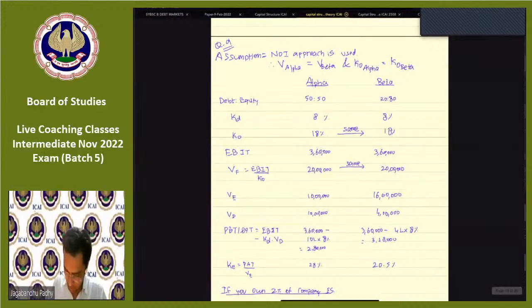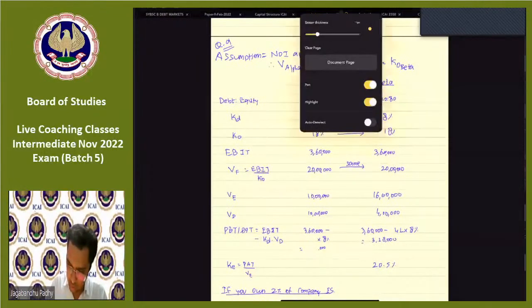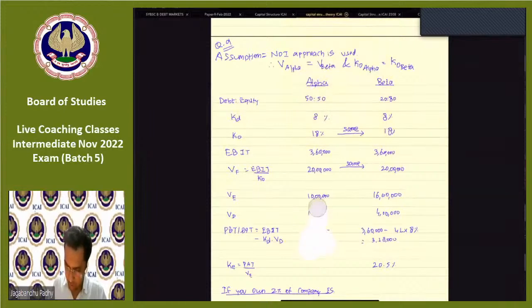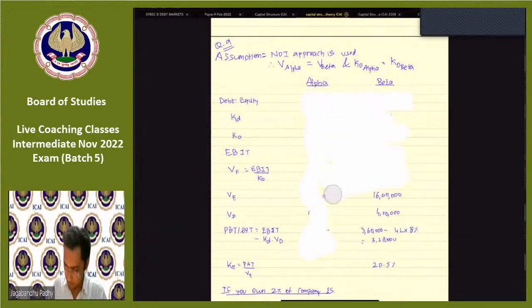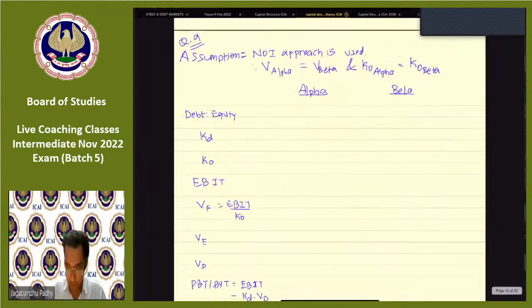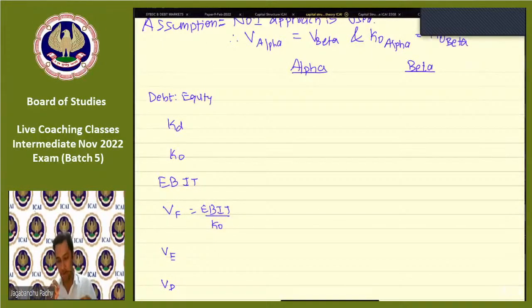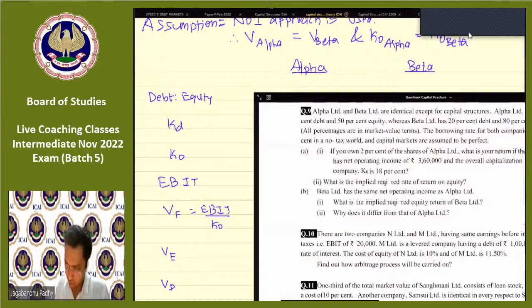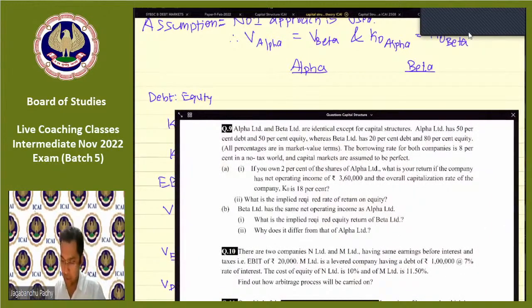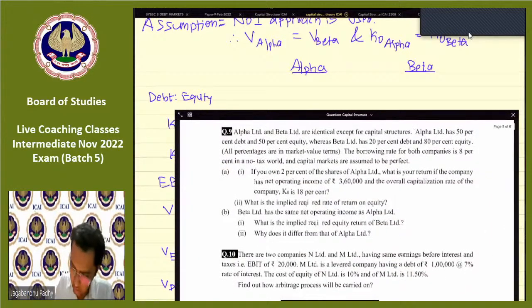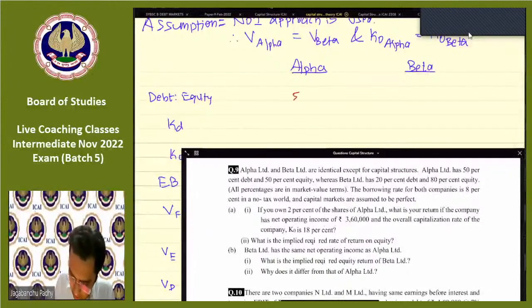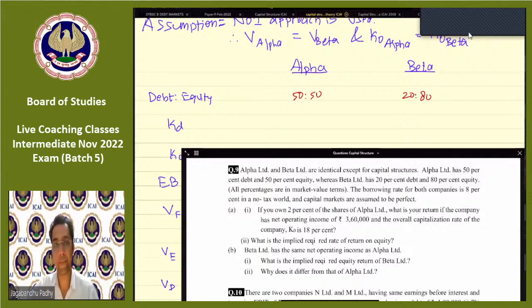already solved, but then I want you to look at the procedure, how we solve it. So I'm just erasing this portion. Okay. Now, with regards to alpha, the debt equity ratio that's provided to us in the question is 50-50, and for beta it is 20-80. Let's write it as debt equity 50-50 and 20-80.